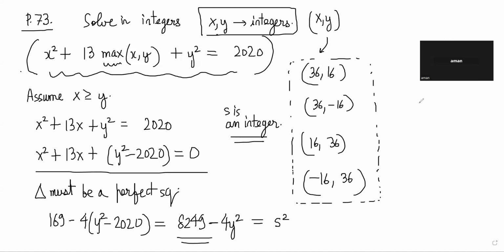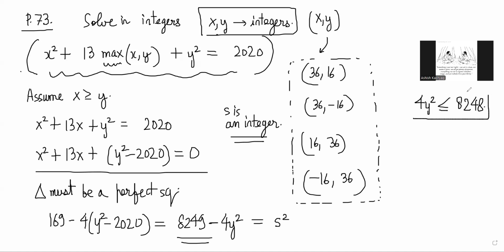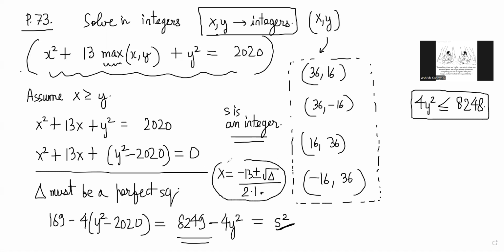So that means, first of all, we should have 4y square less than or equal to 8248. Right? Because s cannot be 0. If it was 0, you would get x equal to minus 13 plus minus root of the discriminant by 2a. So do you realize that it cannot be 0? Yes, because then x will not be an integer. Correct. So that's why 4y square is less than or equal to 8248 and y square comes less than or equal to 2062. Right?